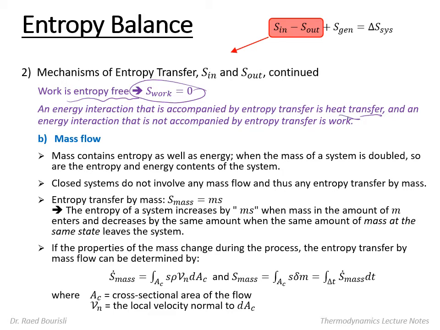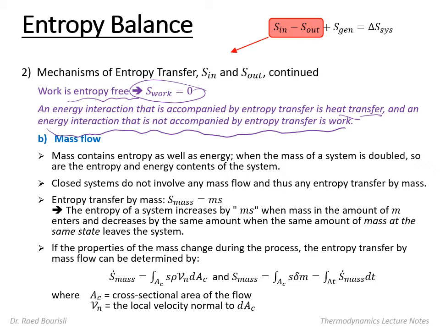This is another way to define heat or work. Heat is energy transferred due to a temperature difference. Well, heat is energy transfer that is accompanied by entropy transfer is another way to define it. And an energy interaction that is not accompanied by entropy transfer is work. So you have two definitions of heat.